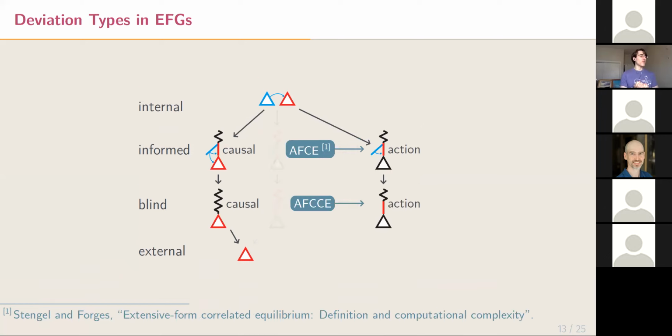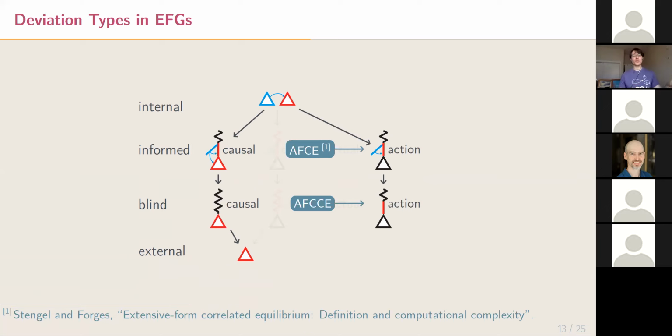Another class of deviation types that we'll talk about are action deviations. Now these look a little bit like the causal deviations, because they still have a trigger information set, and in the informed case, they also have a trigger action. But after they trigger, after they do one transformation at a single information set, they have to go back to following the rest of the strategy.